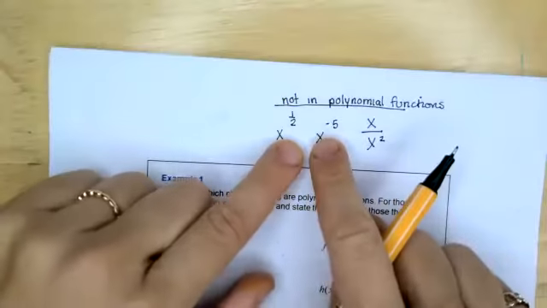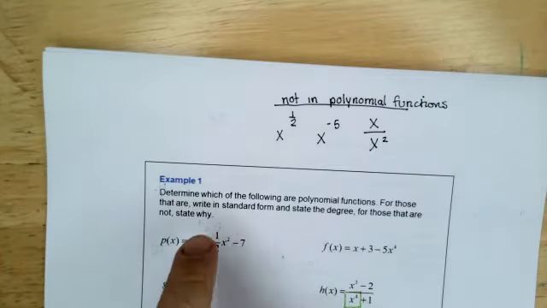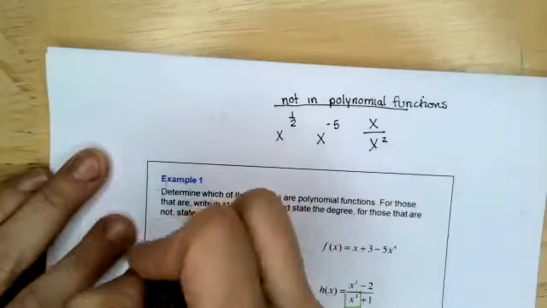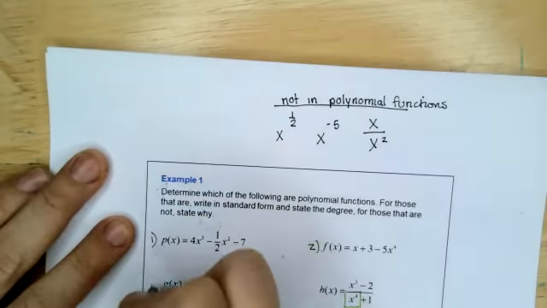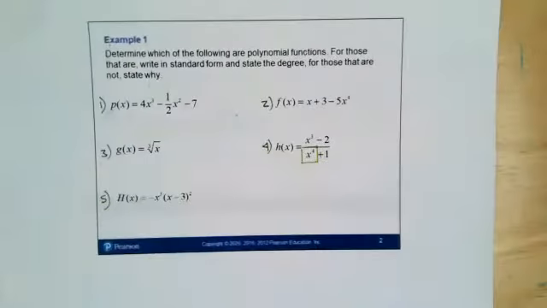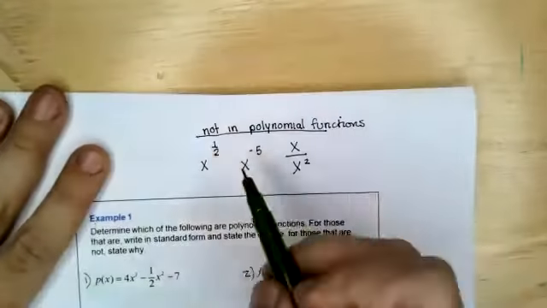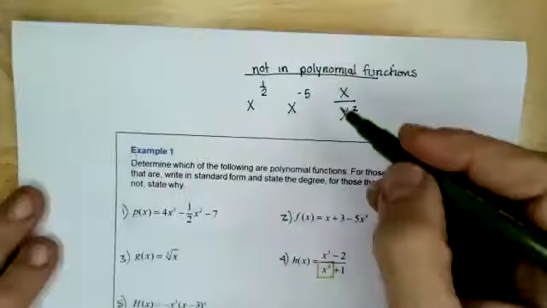Because the rule is your exponent is a whole number, your exponent is positive, and your variable is not in the bottom of your fraction. So we're just going to decide. Here we have P, F, G, H, and H. We'll just call them 1, 2, 3, 4, and 5. Are each of these polynomial functions? If they are, put them in standard form and tell them the degree. If they're not, say why they are not polynomial functions. Again, whole numbers, positive numbers, no variable in the denominator.